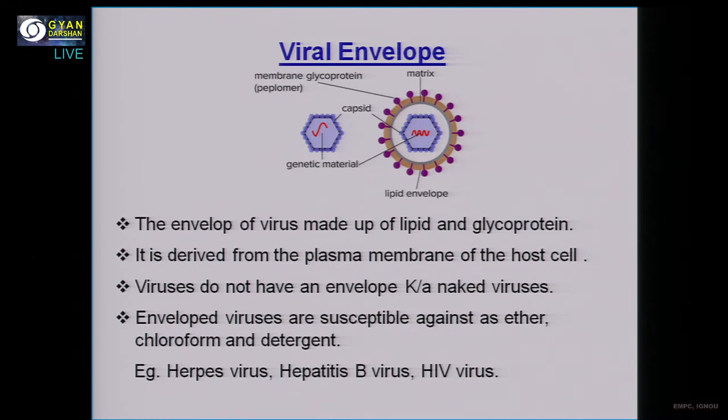Enveloped viruses are susceptible to either chloroform or detergent. So you can recall that during the COVID infection, you would wash your hands with detergent. Ultimately, it can destroy their envelope, which is very important to control the infection.